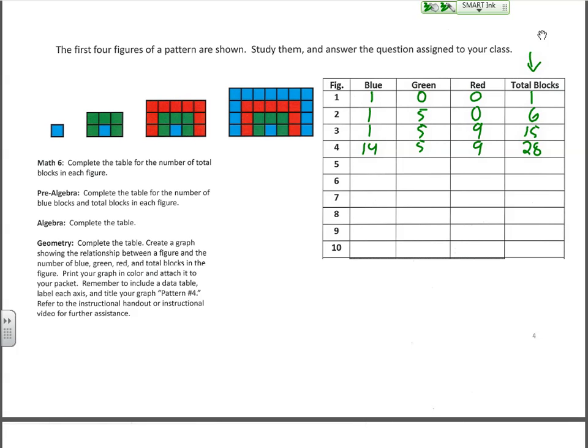Brady. So for the figures, so it goes 1 times 1, and then it goes up 2. So you see 2 times 3 is 6, and then it goes up 2, and then 3 times 5 is 15, and then it goes up 2. 4 times 7 is 28.